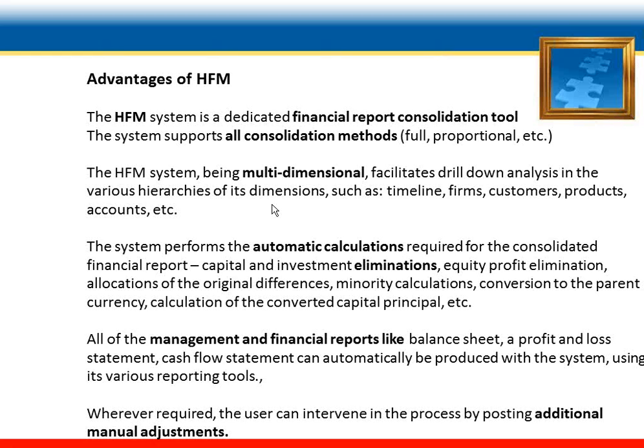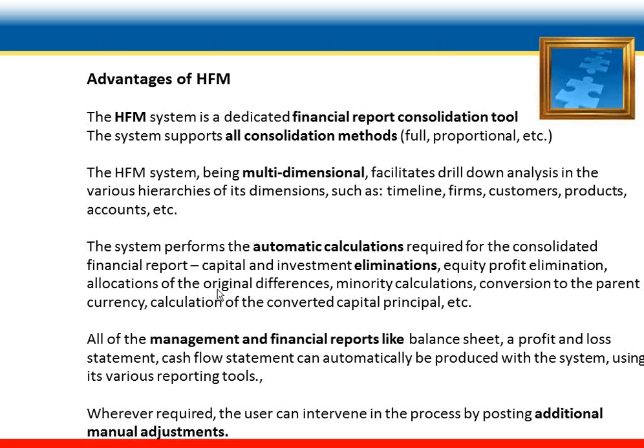Minority, in the sense, the parent holds shares in subsidiaries, and if it holds 100% shares, that means it holds 100% rights, and if it holds, let's say, 50 or 60% and the remaining 40% is outsiders, that we call minority. So those calculations are taken care of by the system also.